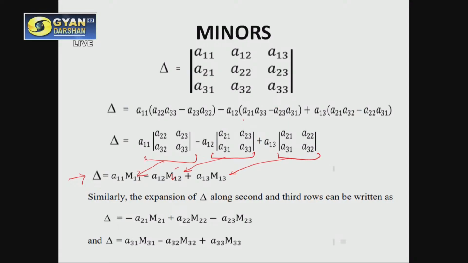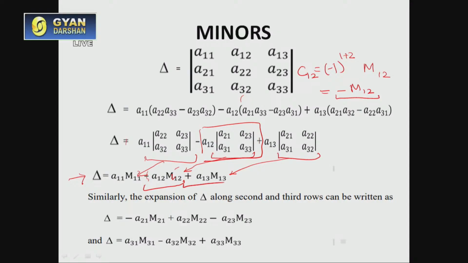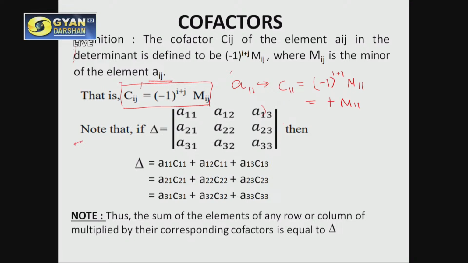The next element is A12. Let's focus on this part. So what will be C12? C12 will be equal to minus 1 to the power 1 plus 2 into minor of A12. So this will be equal to minus of M12. So if we substitute, minus of M12 will be replaced by C12.